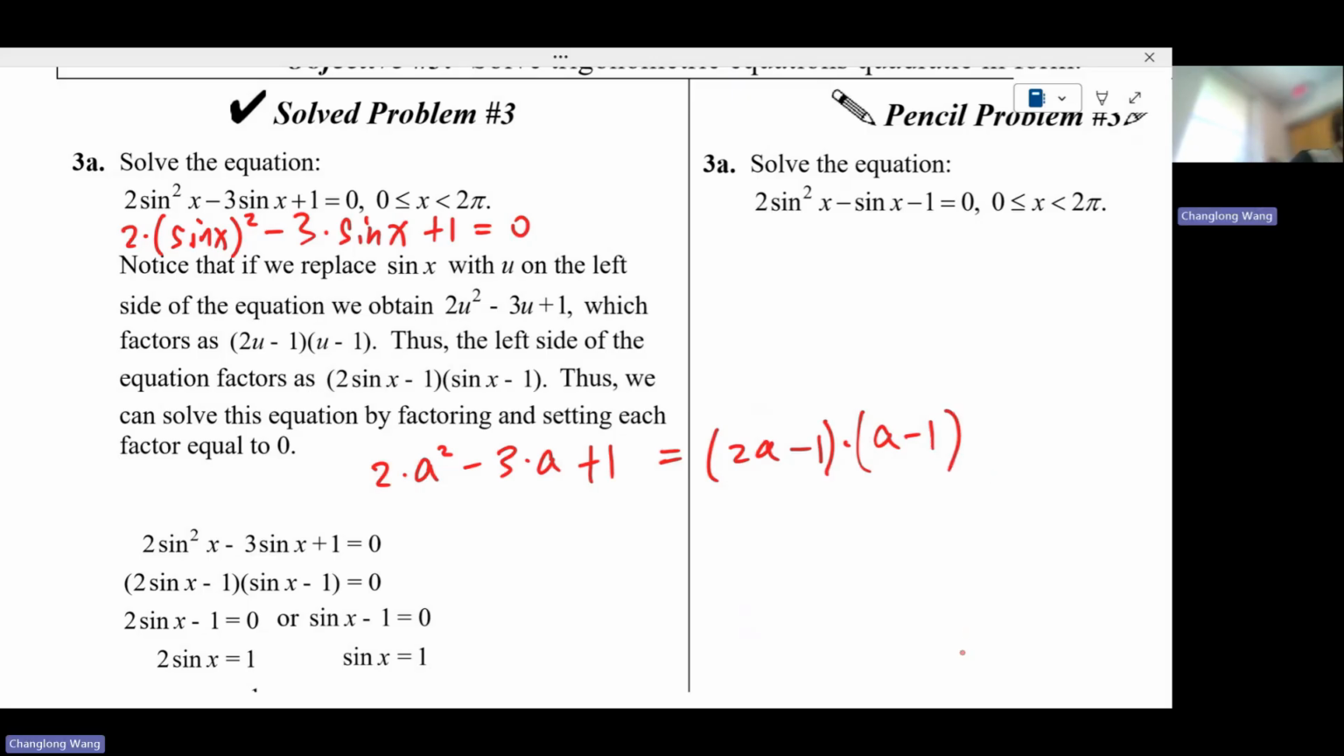But what is a? It's the sine theta, it's the sine x. And therefore, you take that 2a minus 1. This is just 2 times sine of x minus 1, sine of x minus 1.